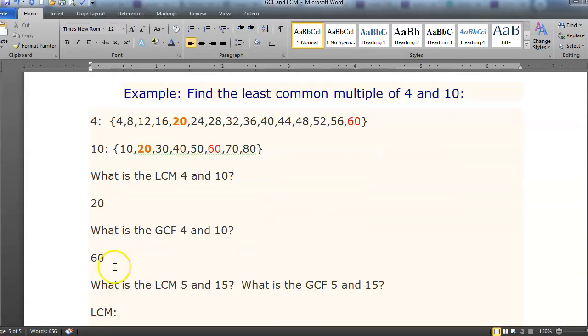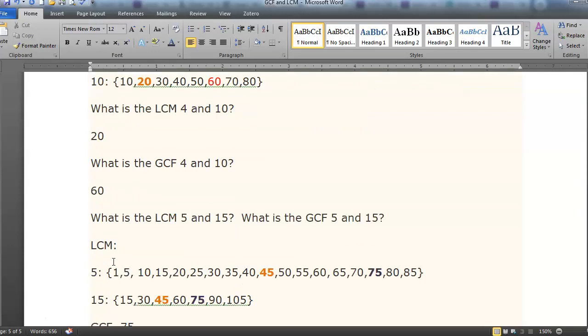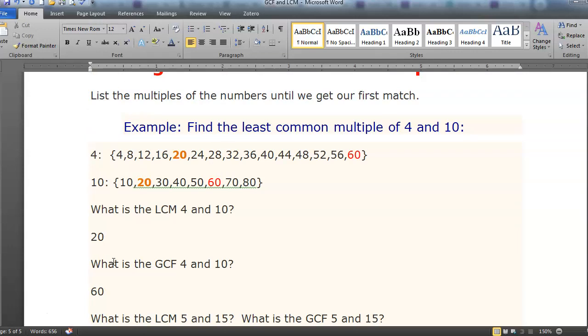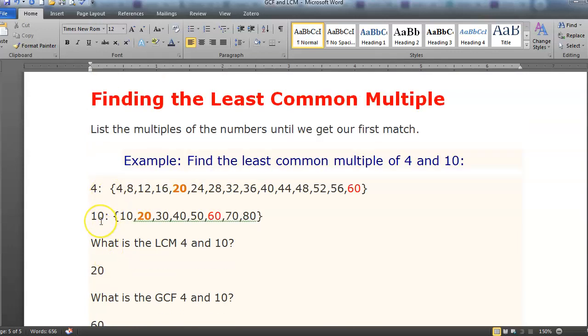So when we're trying to find the least common multiple of numbers, how can we easily identify whether or not there are commonalities? I've got two numbers here, 4 and 10. Both are even numbers, so you're going to see a lot of multiples here.